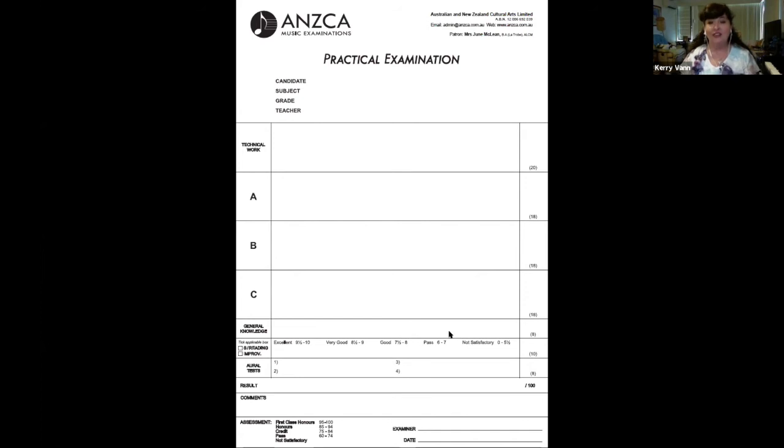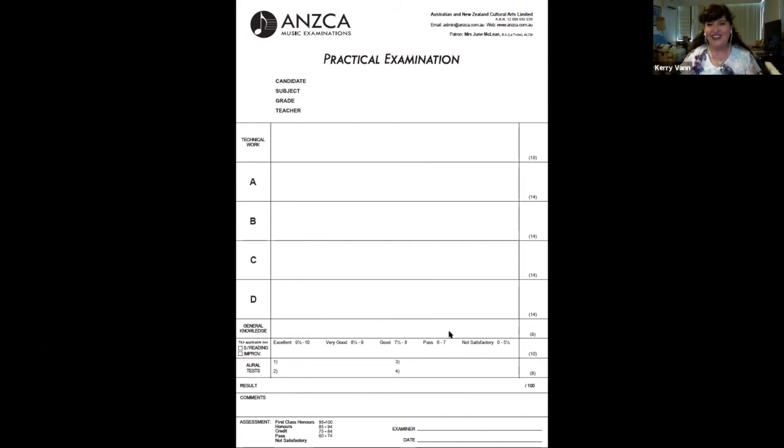Then in the higher grades, it goes to 18 marks for the technical work, 14 marks for the pieces because we now have 4 pieces, and again, if you add them up quickly in your head, you'll see that's just over half the marks, and the oral, the sight reading, and the general knowledge don't change.